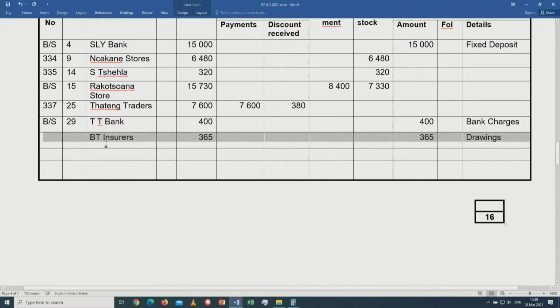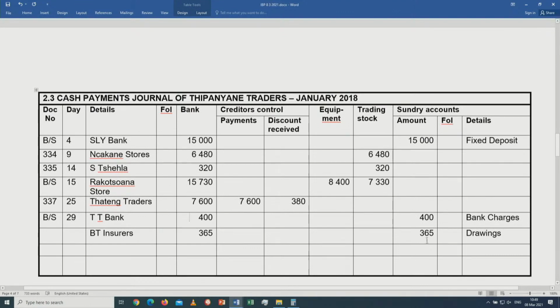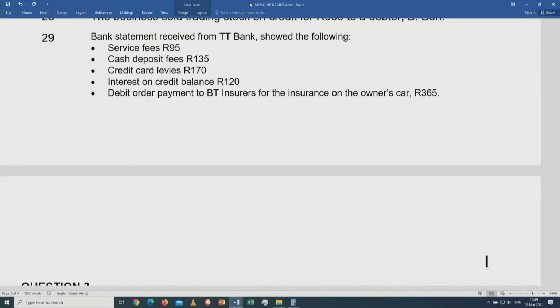BT insurer, 365, which was the insurance for the owner. Therefore, under drawings is 365, and then you record it as drawings. All right. So going back again, when we check here, we have dealt with all transactions.